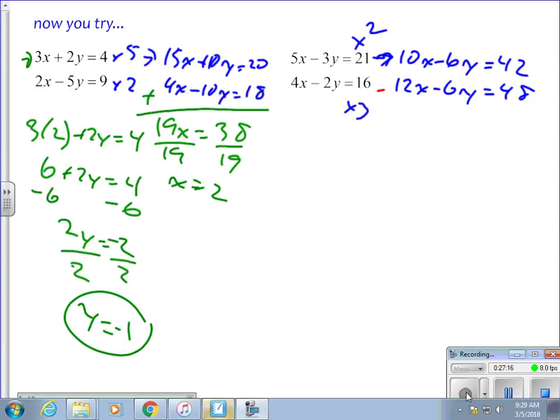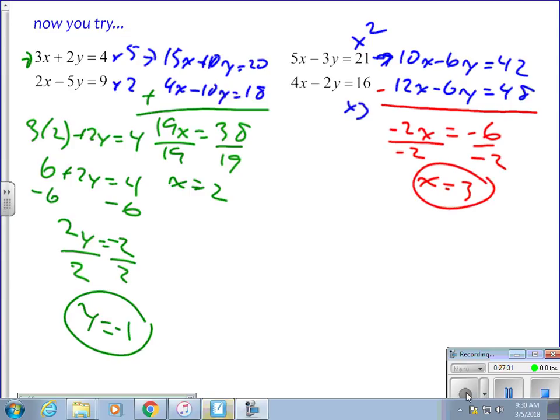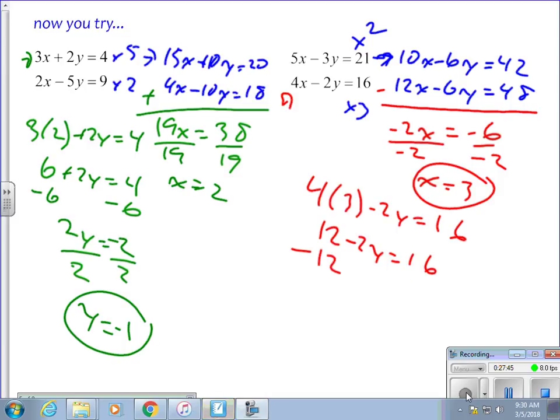And then subtract. 10 minus 12 is negative 2x. 6 minus negative 6, no y. 42 minus 48 is negative 6. Divide by negative 2. X equals 3. Take 3, plug it into either equation, put it in the bottom one. 4 times 3 minus 2y equals 16. 12 minus 2y equals 16. Subtract 12. Negative 2y equals 4. Divide by negative 2. And I get y equals negative 2.